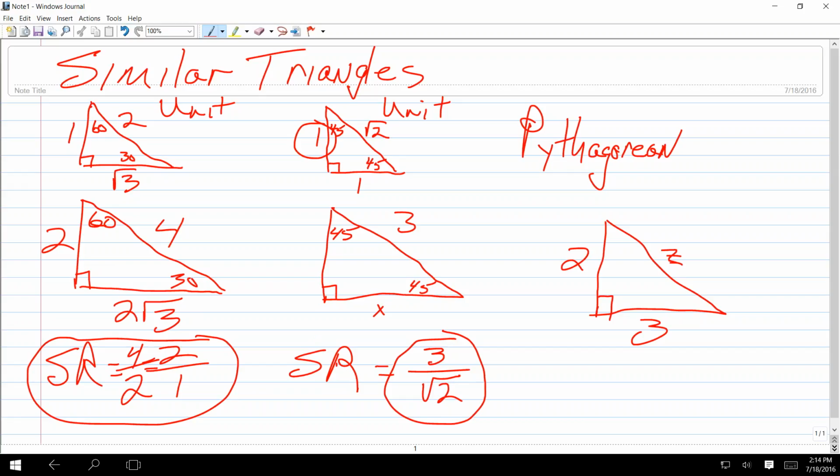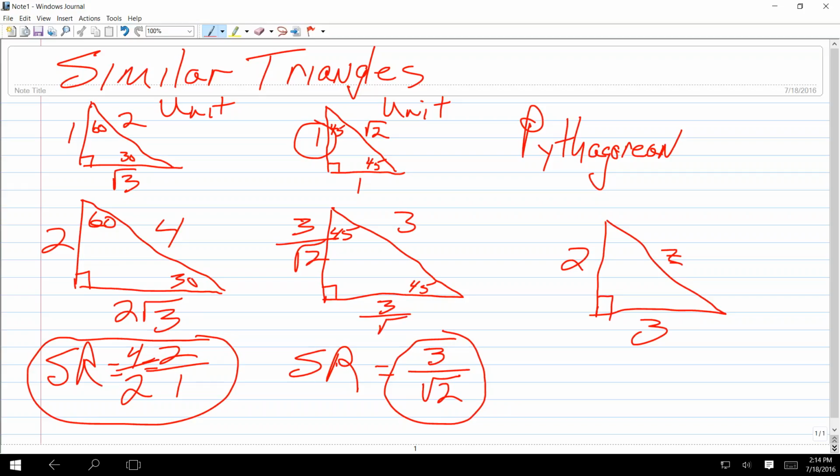What's anything multiplied by 1? Whatever that number is. Exactly. So 3 divided by root 2. And the same for x. X is also 3 divided by root 2.